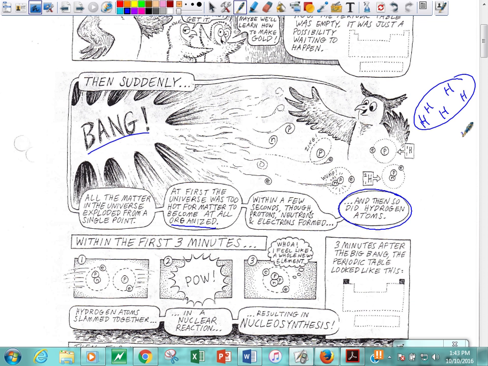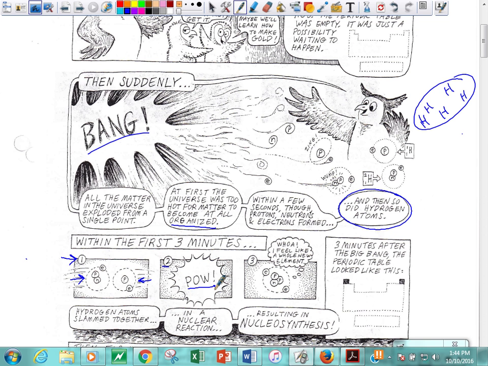Now let's keep reading. It says within the first 3 minutes, then we have this box here. Let's see if we can understand this box, okay? What's one? It's got one proton, and they're moving closer together. What kind of nuclear reaction takes two small atoms? Fusion. Okay, this is nuclear fusion. And then what happened here in this box?